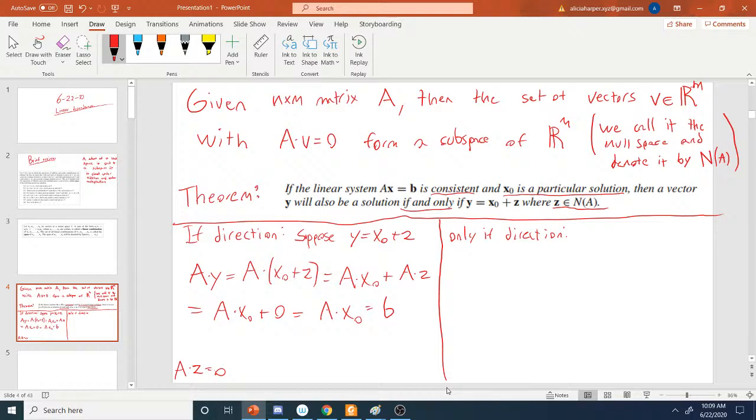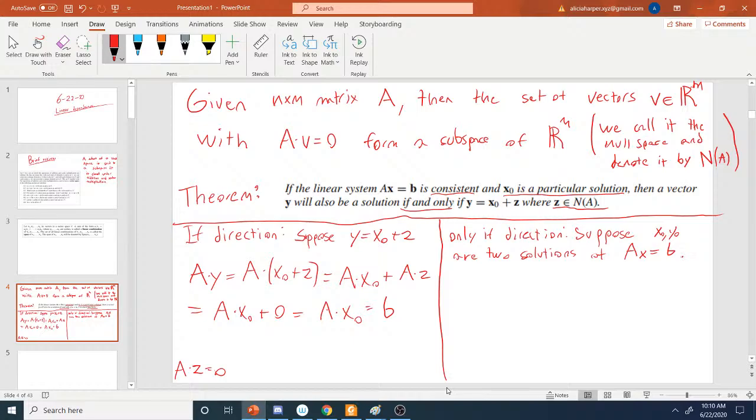So suppose x naught and y naught are two solutions of Ax = b.